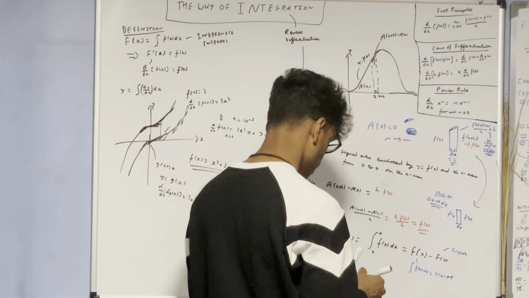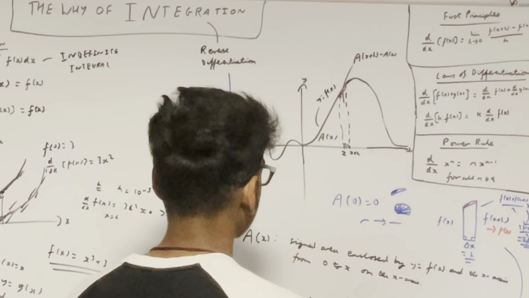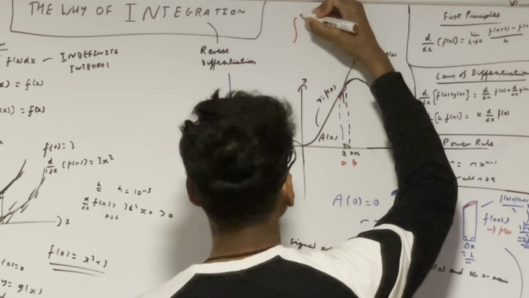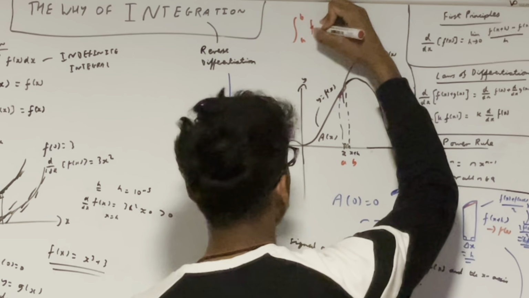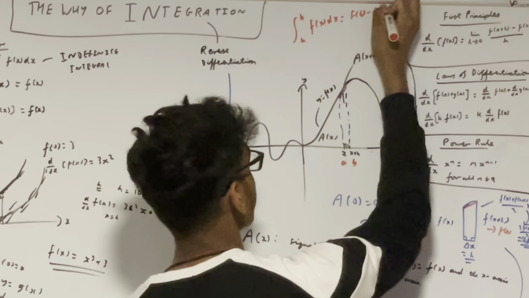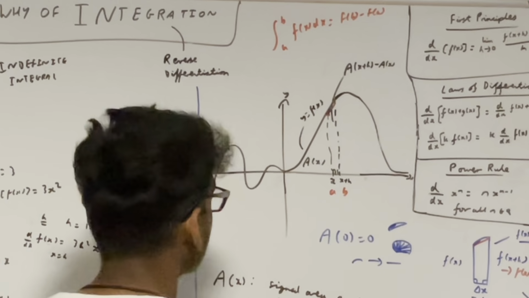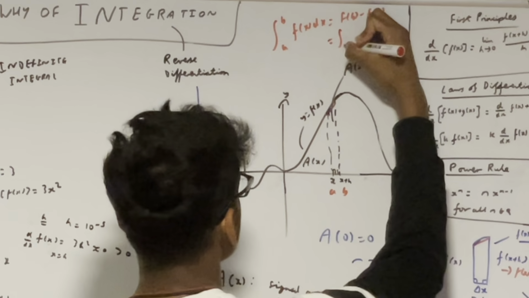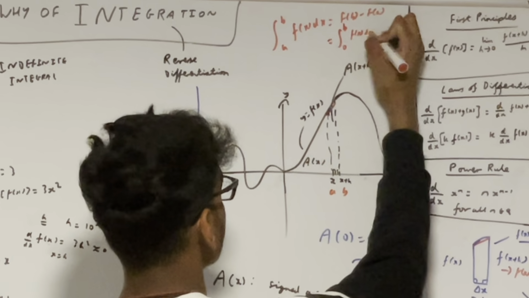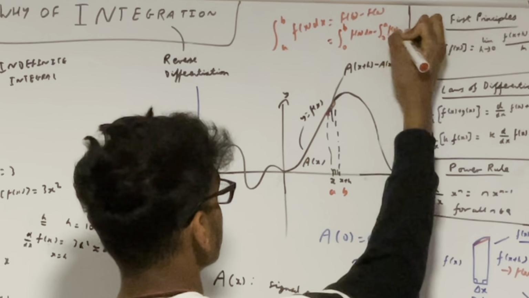Or, to be even more specific, the area from a to b is equal to the integral from a to b of f of x with respect to dx, which is equal to F of b minus F of a. Since A of x is equal to that, this integral is equal to the integral from 0 to b of f of x with respect to dx minus the integral from 0 to a of f of x with respect to dx.